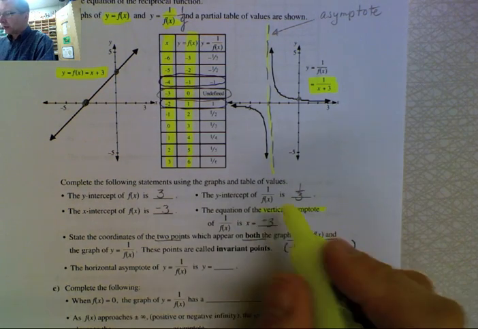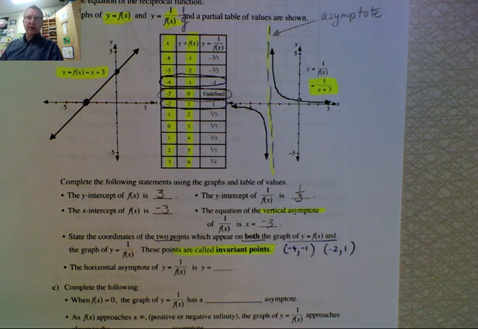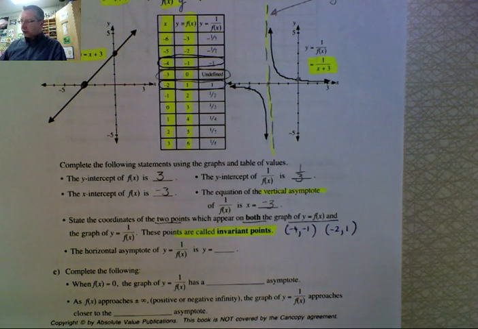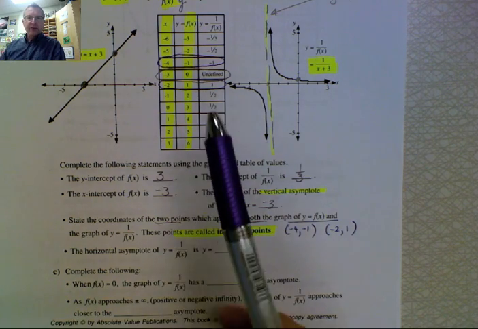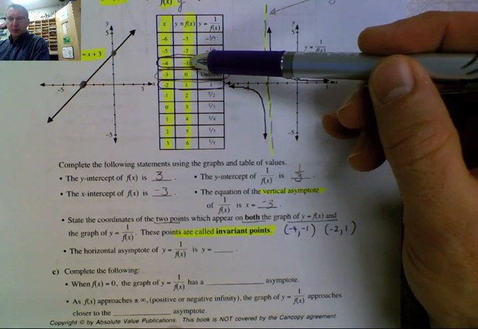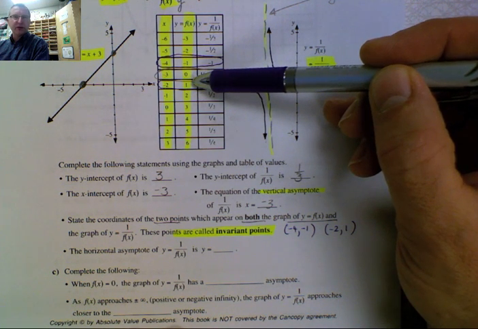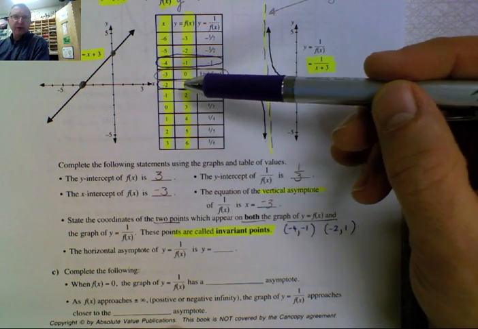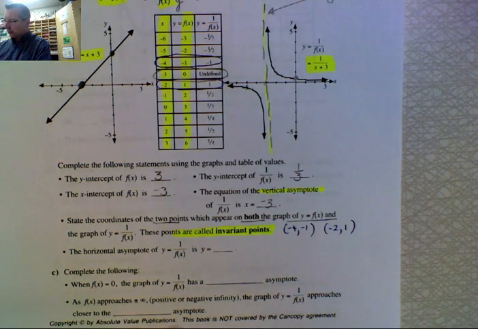Points which appear on both graphs are called invariant points. That's really important to remember. You are going to do a unit on transformations in Math 30-1, and invariant points are going to be a very important part of that unit. When we have values of -1 and +1 for y, we're going to have invariant points at those locations, because when you divide those into 1, they don't change. 1 divided by 1 is still 1, and 1 divided by -1 is still -1. So that's where we get our invariant points.